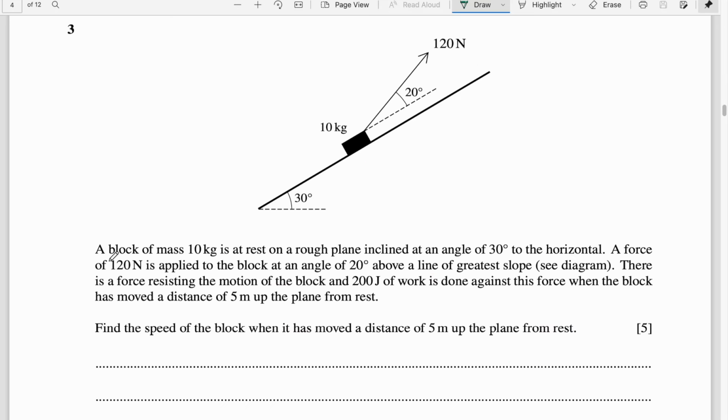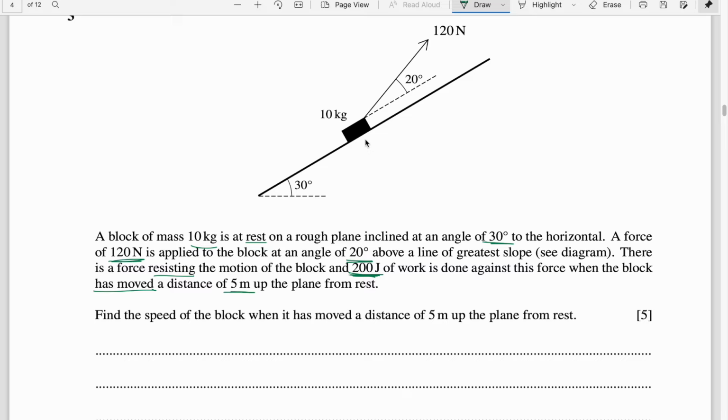And number 3, a block of mass 10 kgs is at rest on a rough plane inclined at 30 degrees to the horizontal. A force of 120 newtons is applied to the block at an angle of 20 degrees above the line of greatest slope. There is a force resisting the motion of the block, and 200 joules of work is done against this force when the block has moved a distance of 5 meters up the plane from rest. So find the speed of the block when it has moved a distance of 5 meters up the plane from rest.